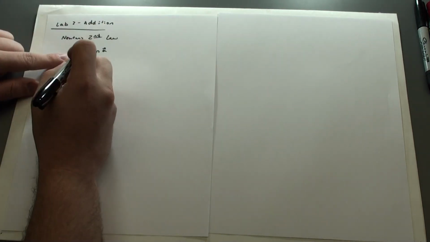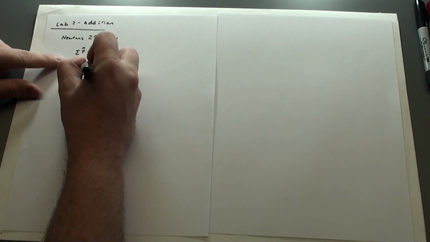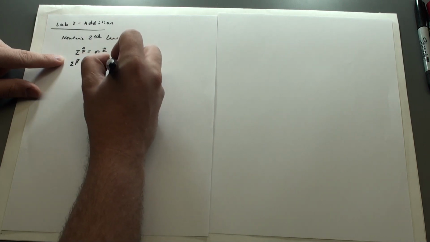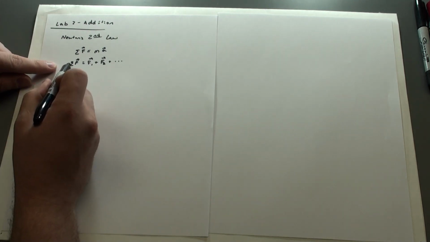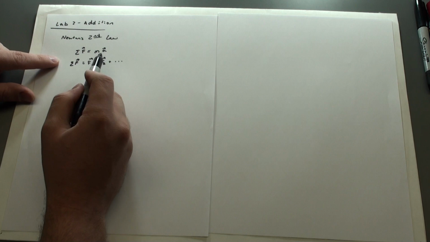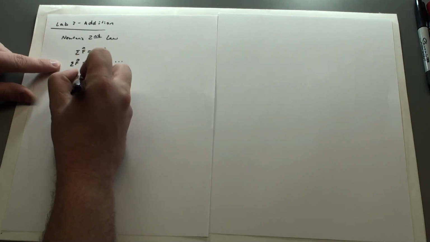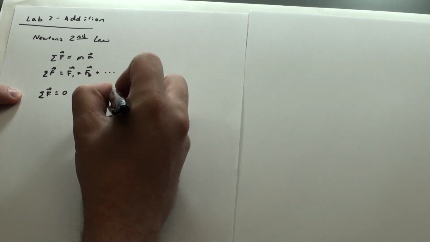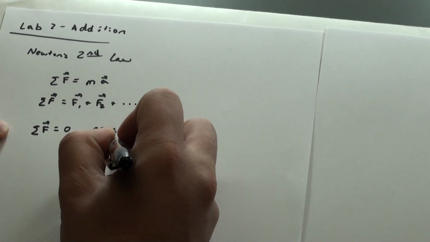So, what is the summation of all the forces? Well, that's simply equal to one force added to another force added to however many other forces you have, and that will be your total net force. There are situations where an object's at rest. That would tell us that the summation of all our forces is equal to 0, and that is for constant motion or uniform motion. What that tells us is that our acceleration is 0.